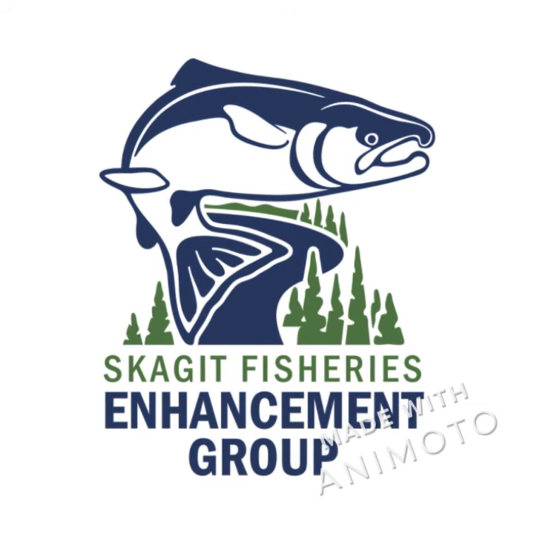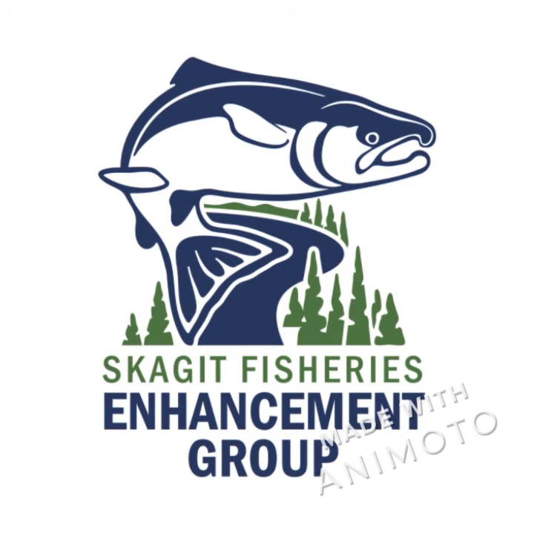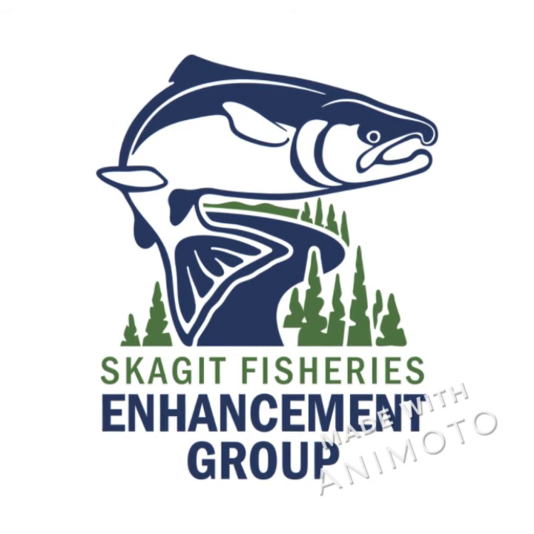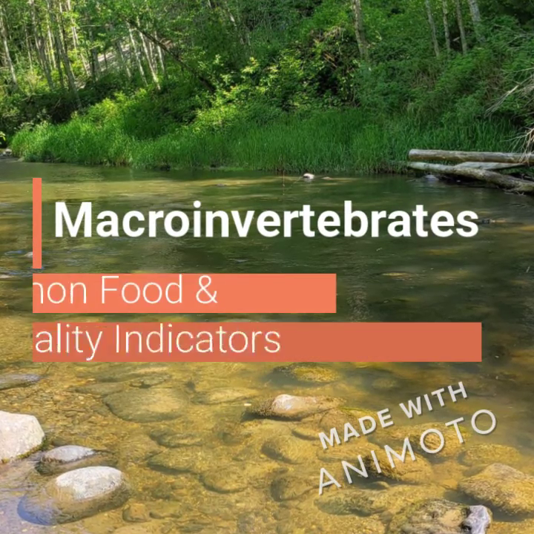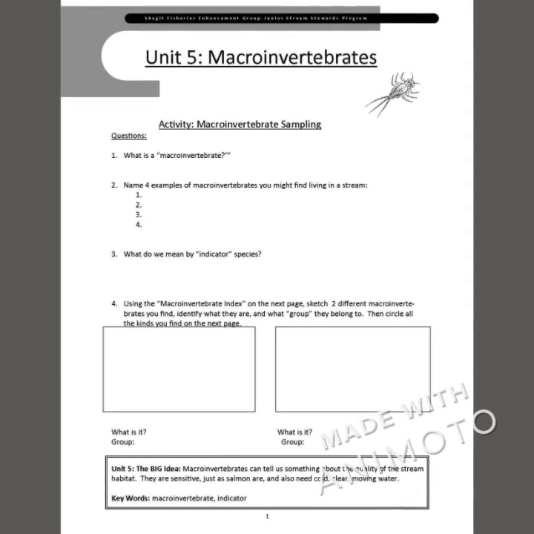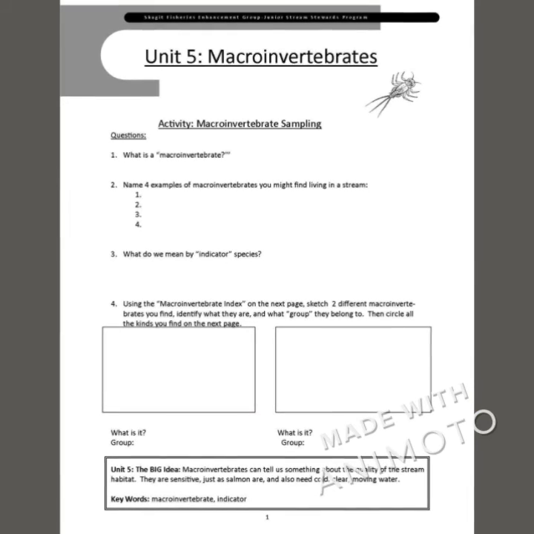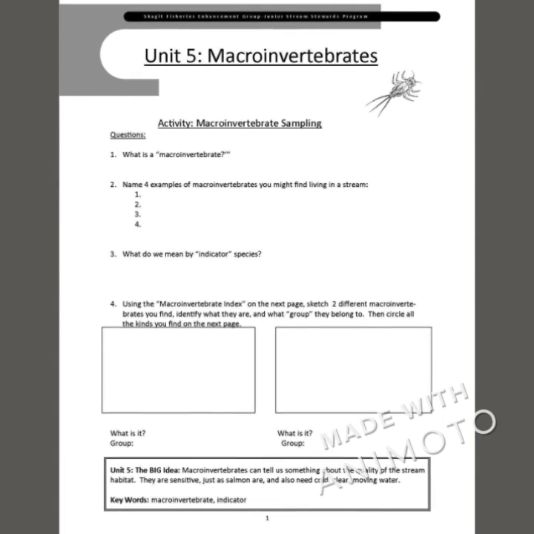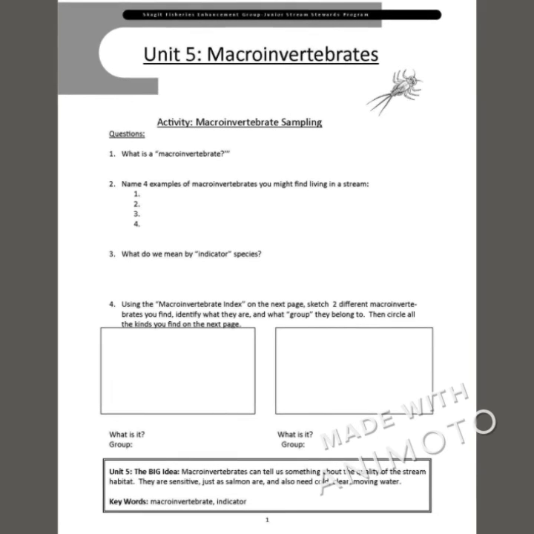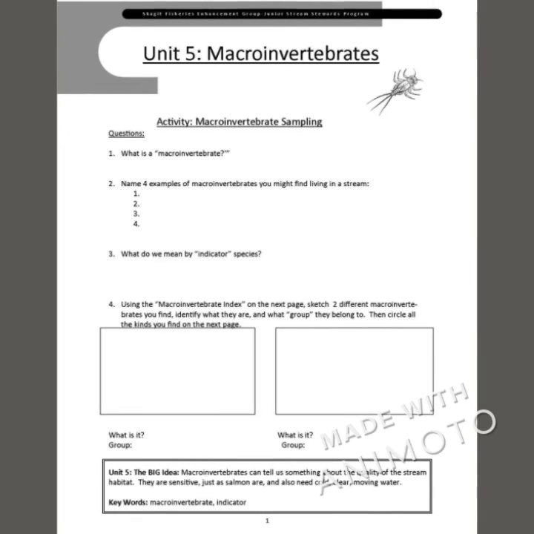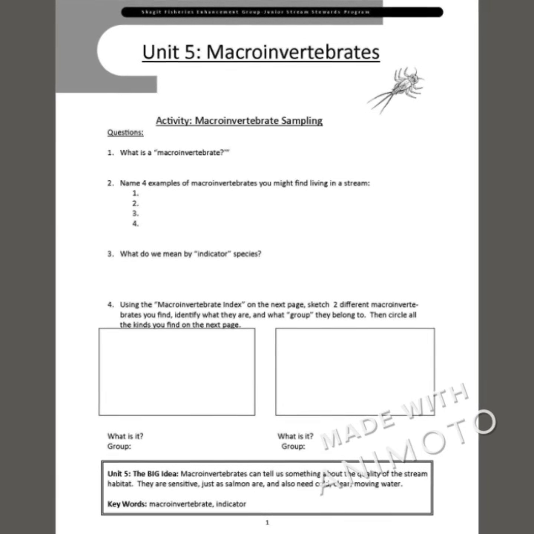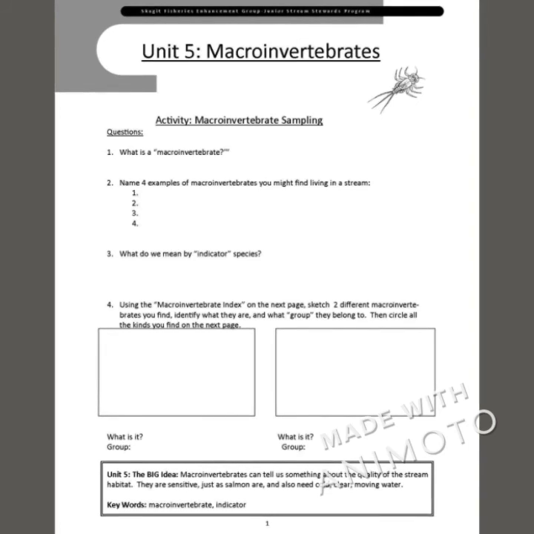Today I'm coming to you virtually with Lucy DeGrace to teach Unit 5 in the Junior Stream Stewards program. This is what the first page of your worksheet looks like. It has a couple questions about what macroinvertebrates are and what information they can tell us about the creek, as well as specifically what they look like. So, as we get started, think about what a macroinvertebrate might be.